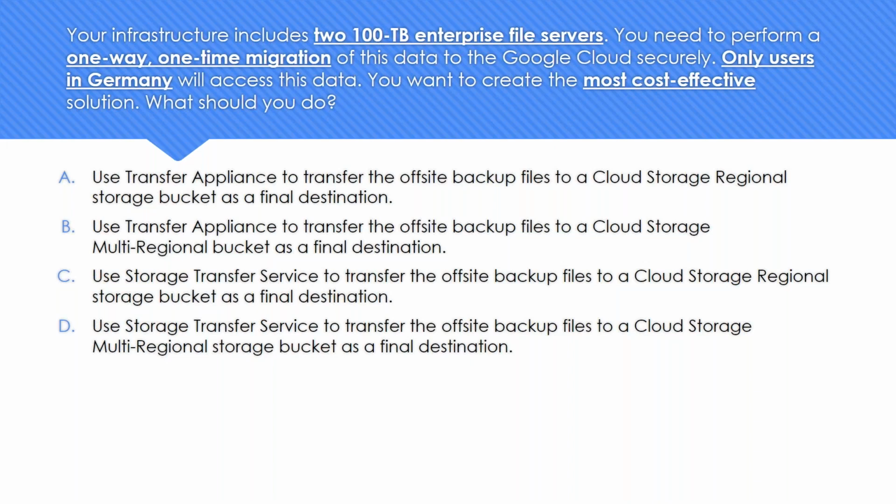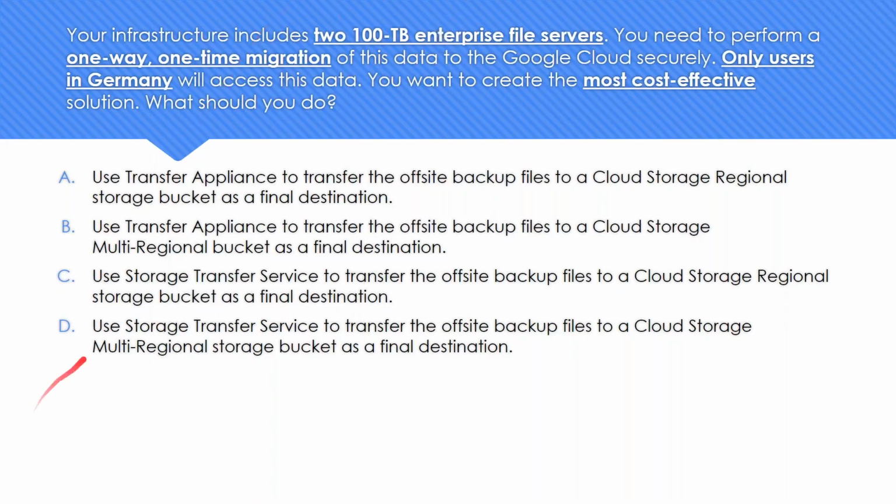So for Germany, you see Frankfurt as a region in GCP, so you can have a regional bucket for that. If I use this way, it's definitely going to be cost effective, because I'm going to use regional, and only certain people in that region are going to use it. Regional storage class is cost effective compared to multi-regional. And it's a transfer appliance requirement. So if I know all these things, I don't need to look into any other option.